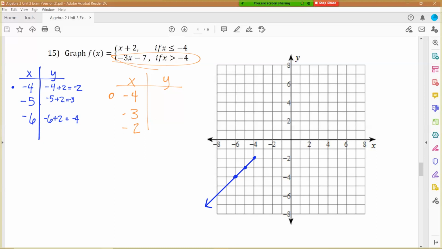All right, so plug in -4. I'm using this bottom equation now. So -3 times -4 minus 7. Well, -3 times -4 is positive 12. 12 minus 7 is positive 5. So I know I'm going to have an open circle at the ordered pair -4, 5.